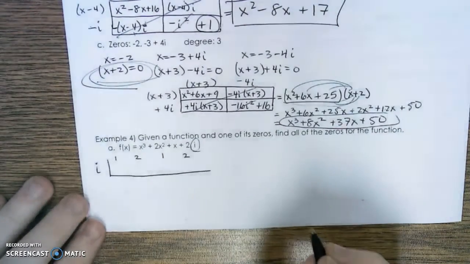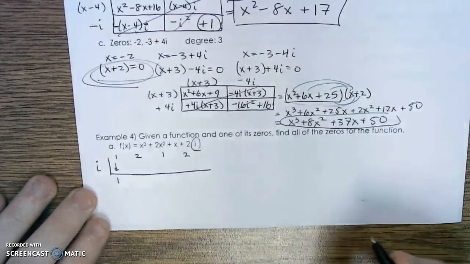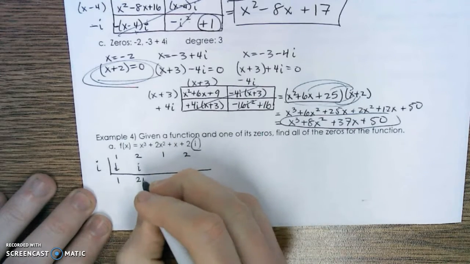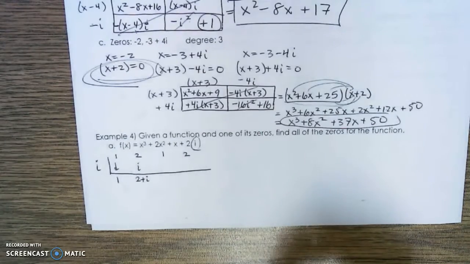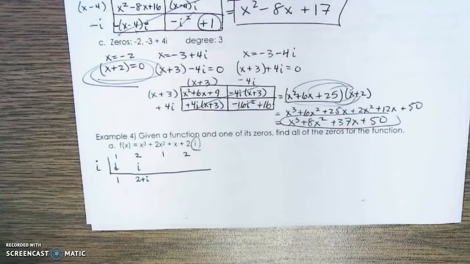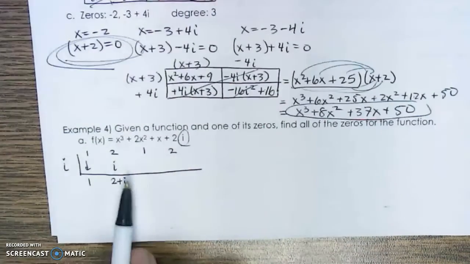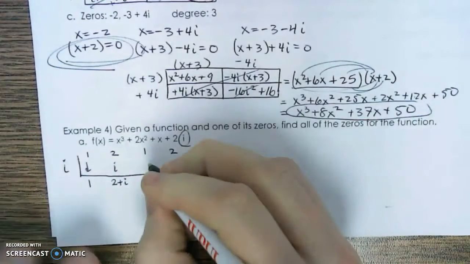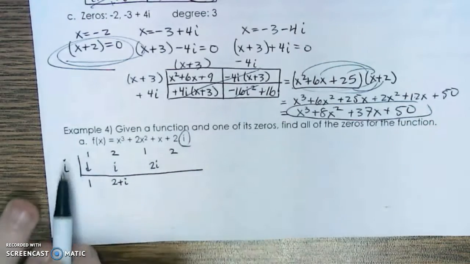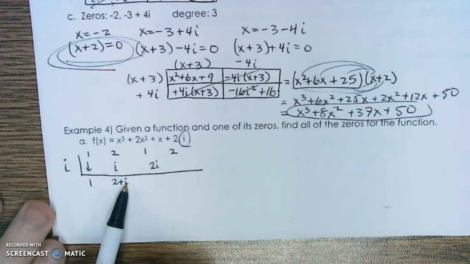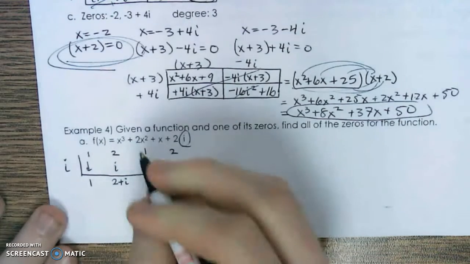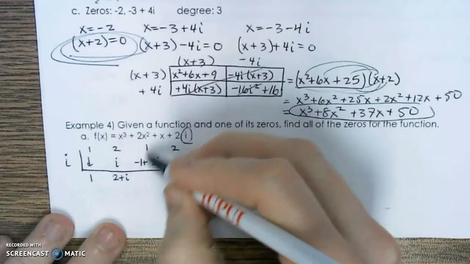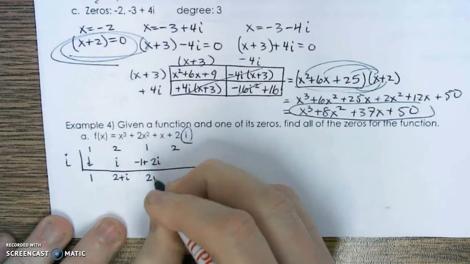And then we bring down the first term and then multiply by i. When you add the column, you have 2 plus i. And then we're going to multiply 2 plus i times the i on the outside. So that's going to be i times 2 is 2i. And then you have i times i, which is going to be i squared, and i squared is negative 1. So negative 1 and 2i. When you add those, the 1's cancel, so you just get 2i.